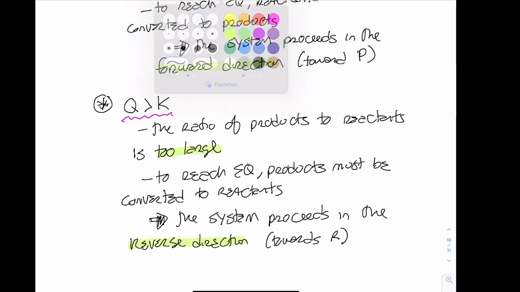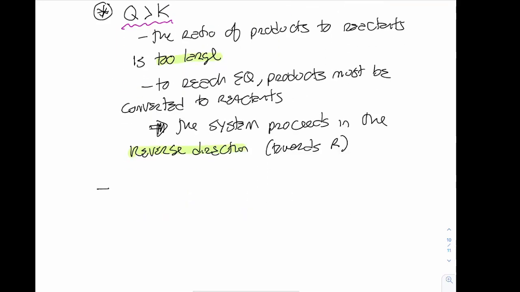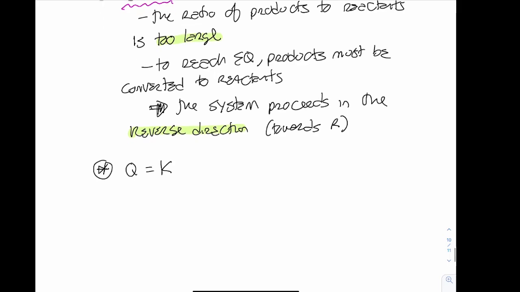Third scenario, they're actually equal to each other. If this is the case, we're already at equilibrium. If they're equal, the concentrations that we're plugging into our reaction quotient expression are actually equilibrium concentrations. So the reaction is at equilibrium and there's no shift in direction.